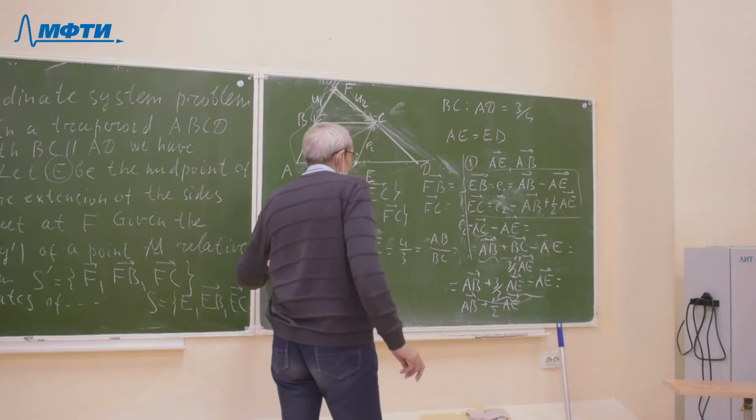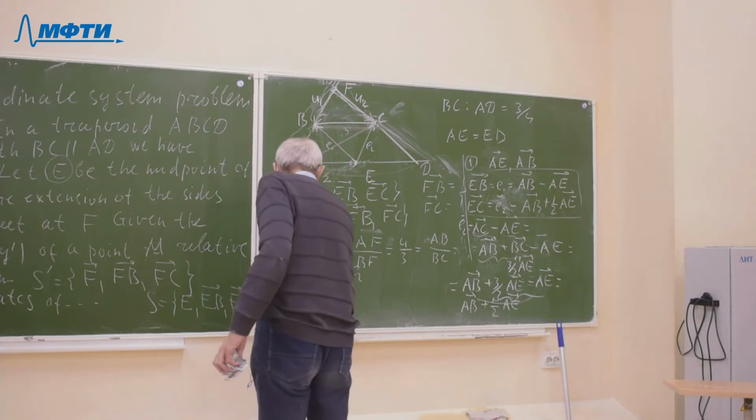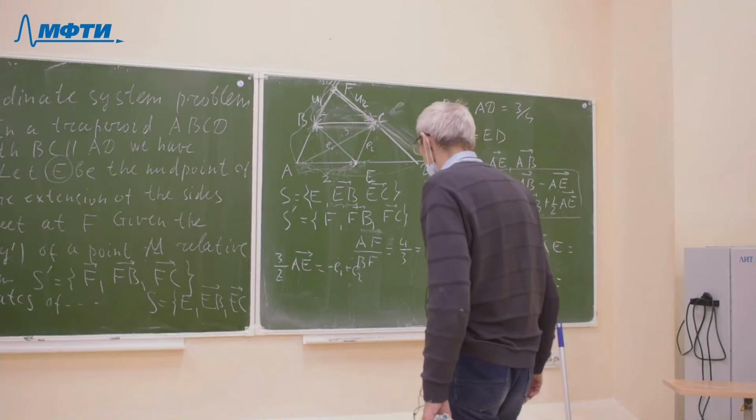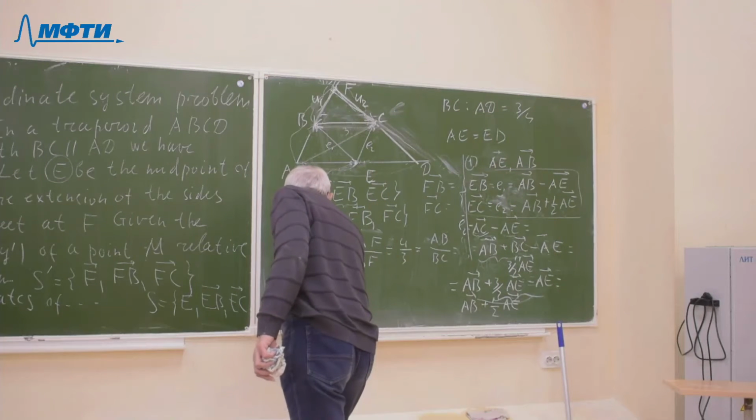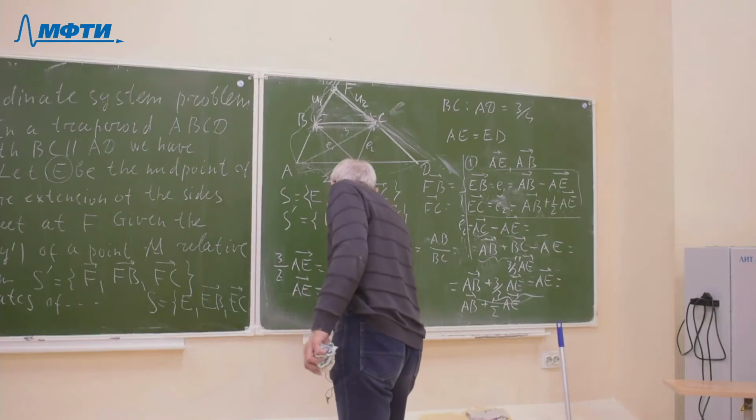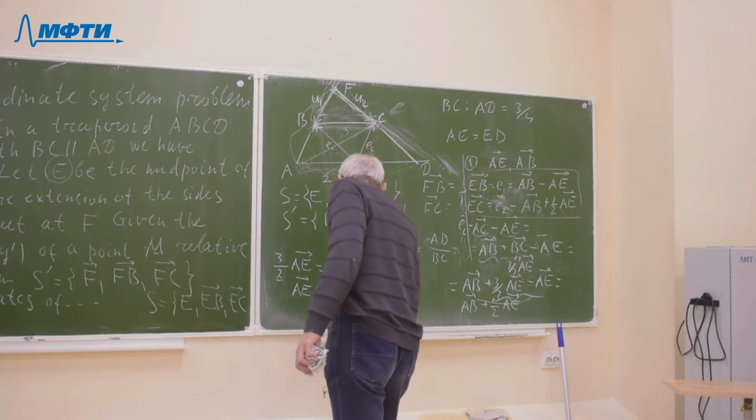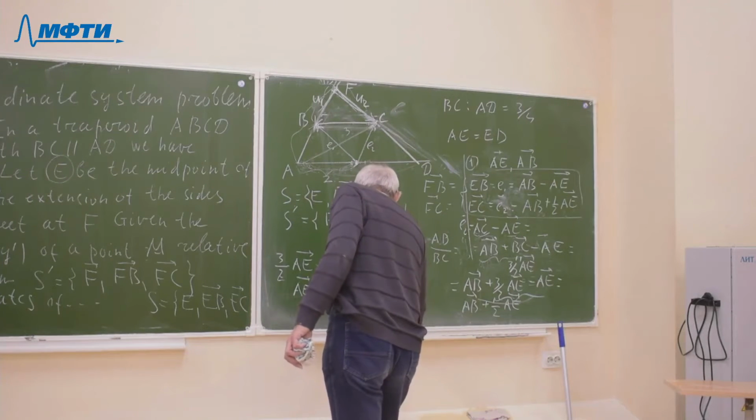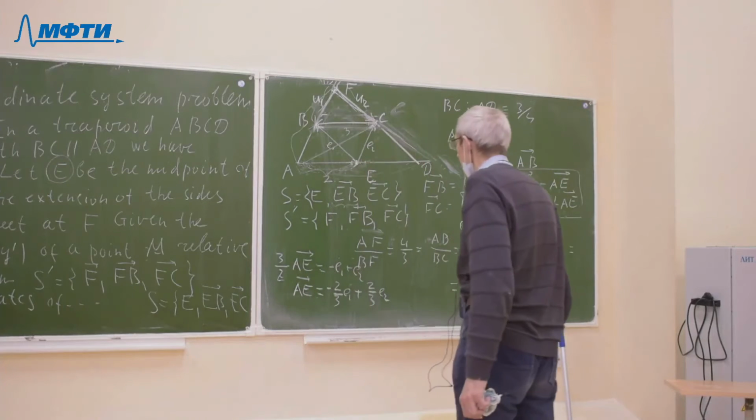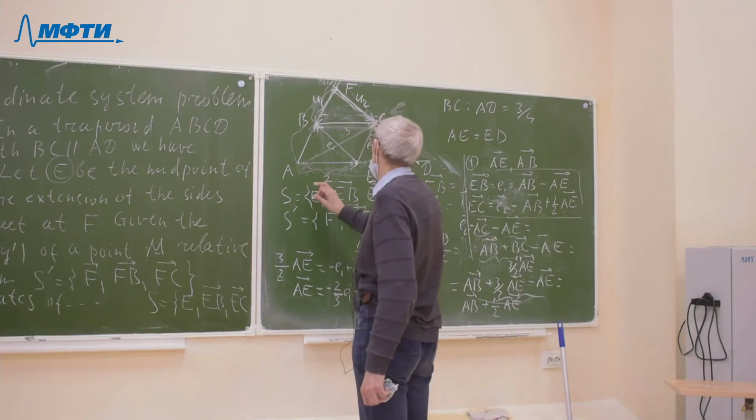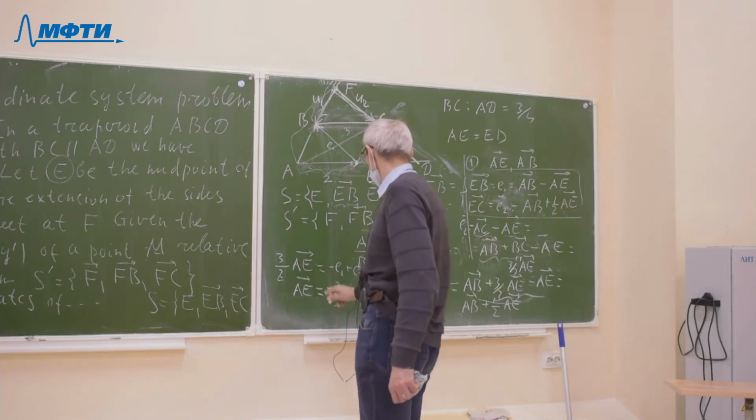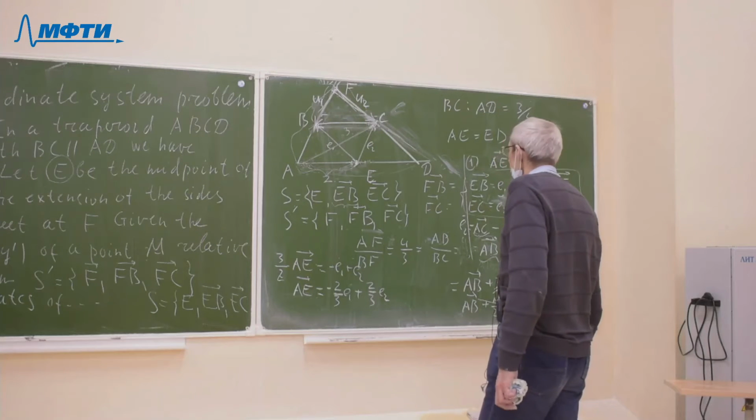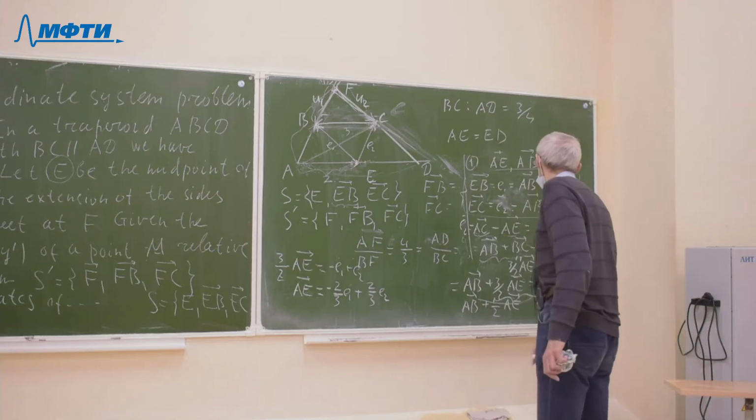And E2 is AB minus AE. Oh, okay. And we obtain the ratio 3 to 2 of AE is equal to minus E1 plus E2. And AE is equal to minus 2/3 E1 plus 2/3 E2. We express AE in terms of E1 and E2. And AB.